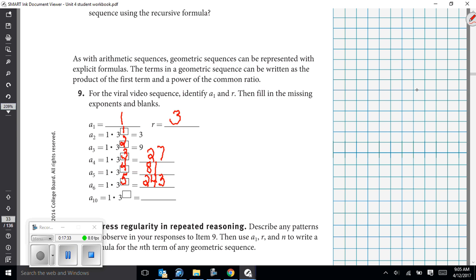I heard correctly this time. My lack of listening skills. A sub 10, so our 10th stage is 1 times 3 to the 6th power, which is, oh, this is Cheshire not paying attention. So stage 10, so we need 10 minus 1, which is 9. I was just making sure you guys were paying attention.